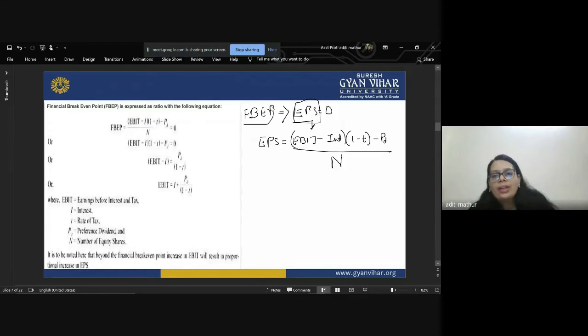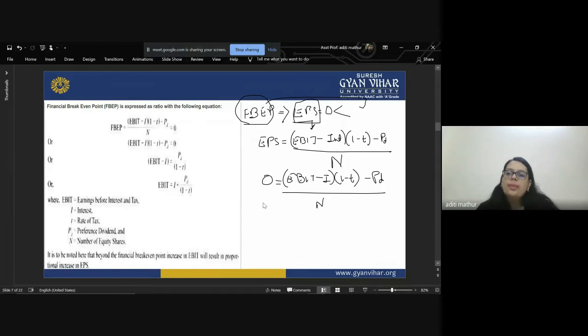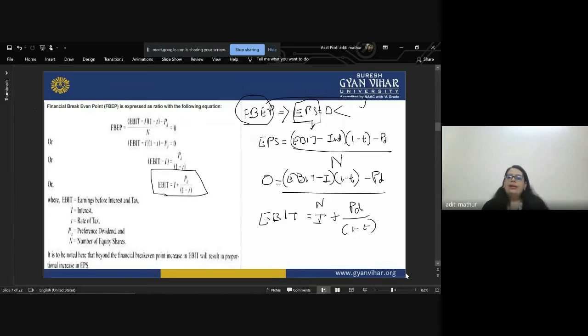So we know that the financial break-even point is a place where your EPS is 0. So 0 is equal to EBIT minus interest into 1 minus T minus preference dividend, divided by N. When you do the cross multiplication, you arrive here, that is, EBIT will be equal to interest plus preference dividend divided by 1 minus T. Right? So this is how you come up with your EBIT.